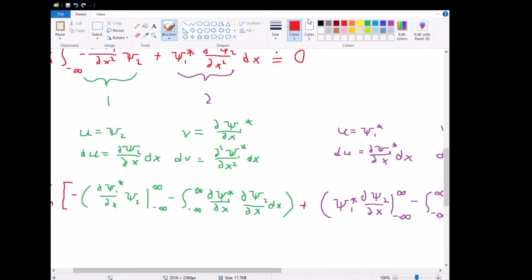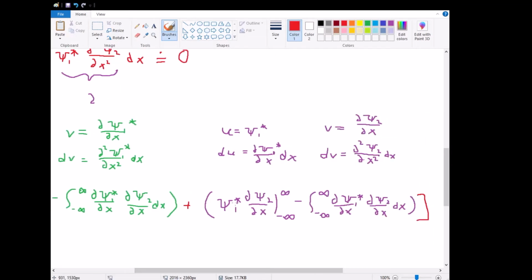So first off, hopefully you recognize that one of the things required in order for psi to be a valid wave function is that it has to go to 0 at positive and negative infinity, otherwise it would not be normalizable. We went over this earlier on. So because of that, here we have psi 2 evaluated at positive and negative infinity, so this instantly goes to 0. Same thing in purple, we have psi 1 star evaluated at positive and negative infinity. This also has to go to 0.